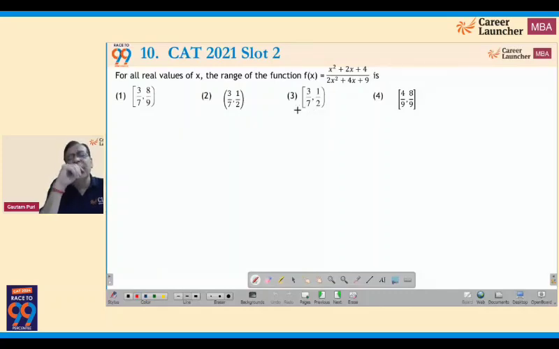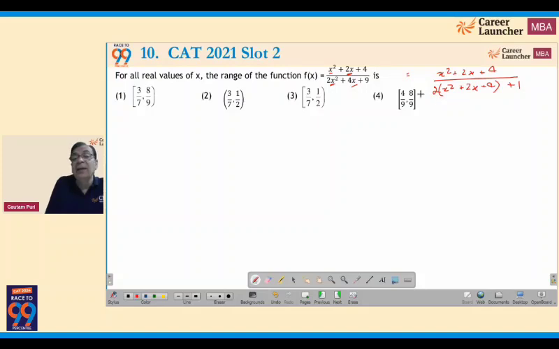But can you notice something? Even if you don't notice that, you'll still get the answer. But if you notice it, you will be able to get the answer faster. x square, 2x square, 2x, 4x, 4 and 9. So can I write this as x square plus 2x plus 4, the numerator as it is, plus x square plus 2x plus 4 into 2 plus 1.